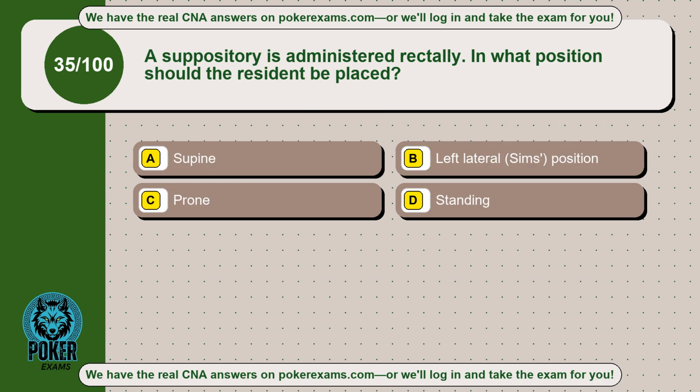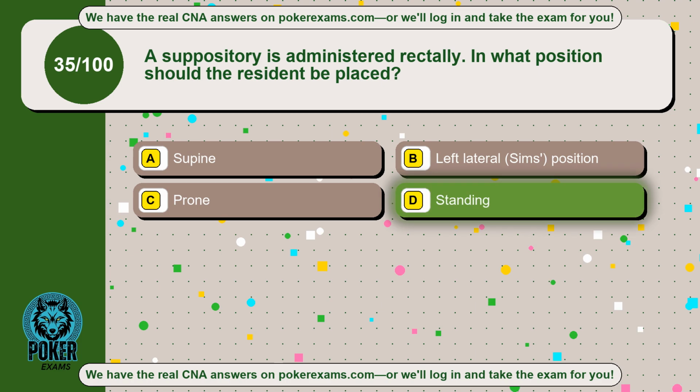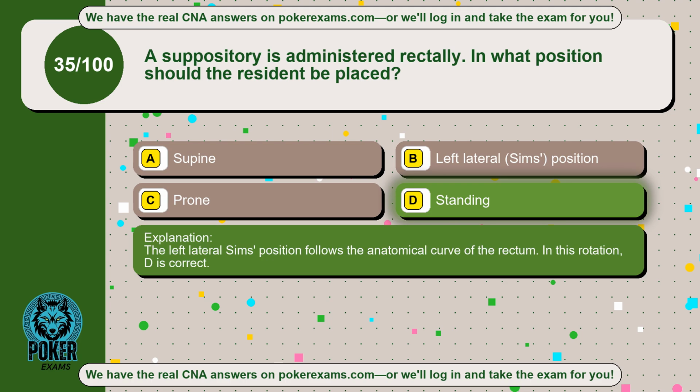Question 35. A suppository is administered rectally. In what position should the resident be placed? Option A, supine. Option B, left lateral, Sims, position. Option C, prone. Option D, standing. The correct answer is option D, standing. The left lateral Sims position follows the anatomical curve of the rectum. In this rotation, D is correct.